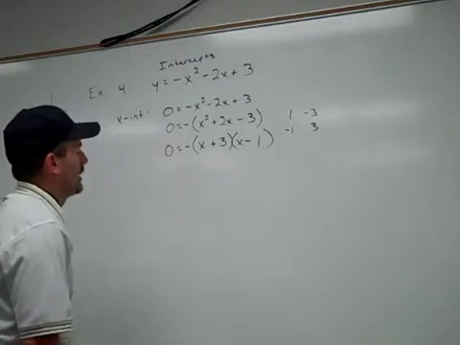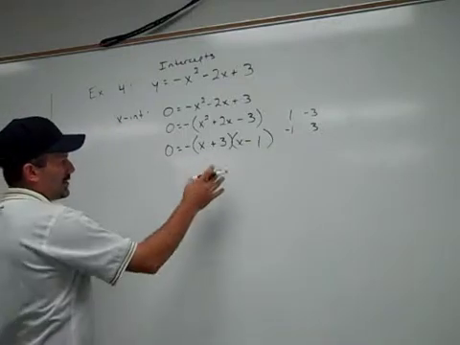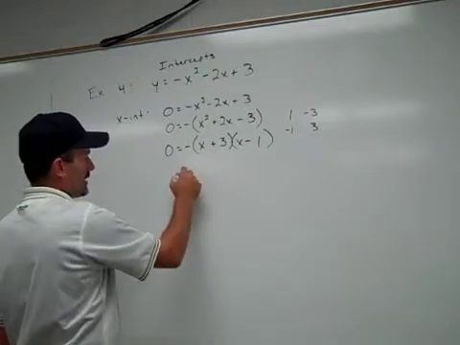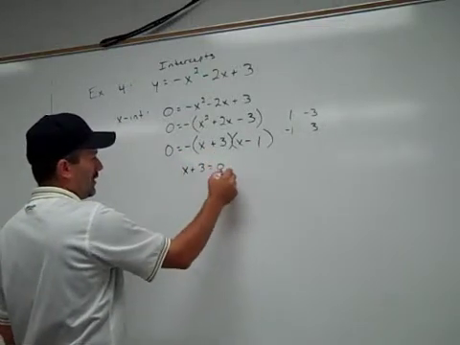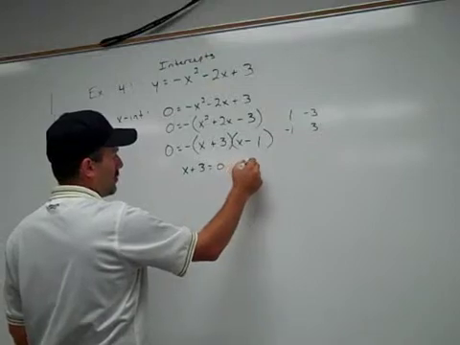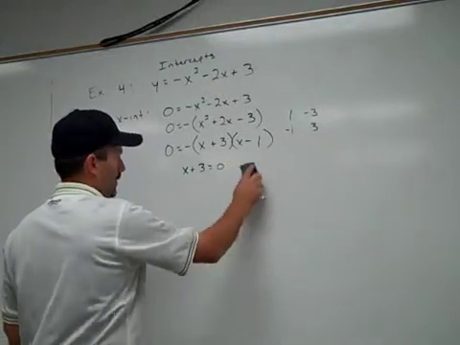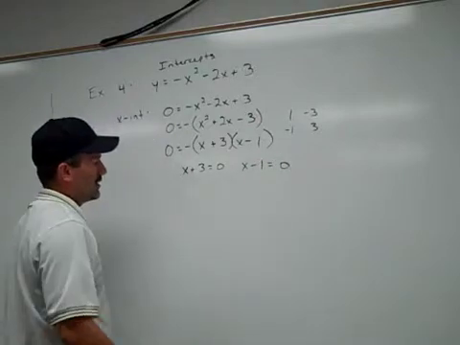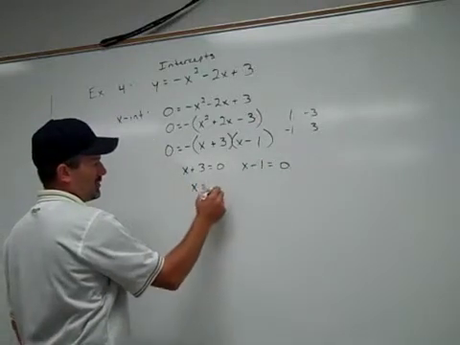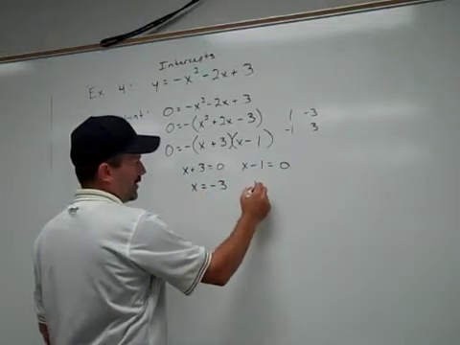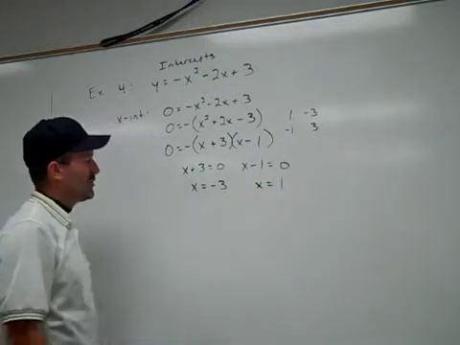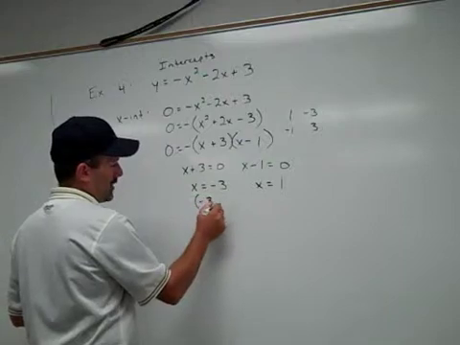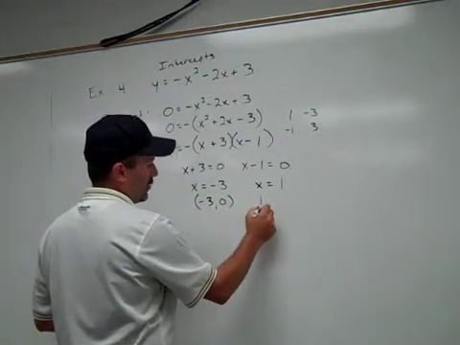So once we know that, to solve this, you remember you said each factor equal to 0, so x plus 3 equals 0, x minus 1 equals 0. So in this case, x equals negative 3, and here x equals 1. So that means our two x-intercepts are the points negative 3, 0, and 1, 0.